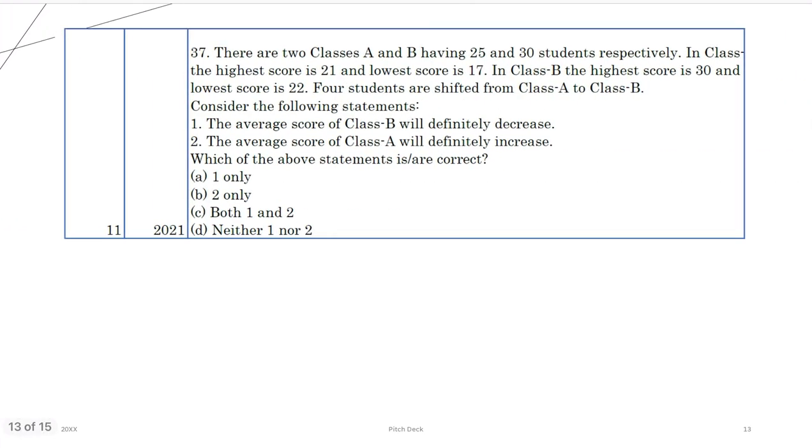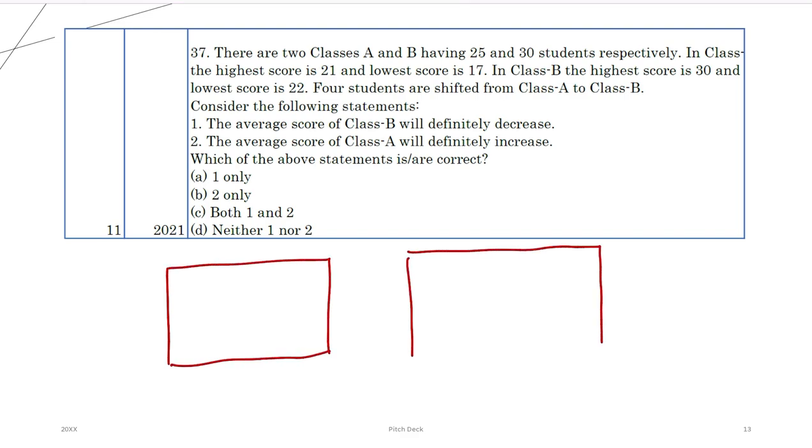Now moving on, I think these are the last two questions for averages. Let's see. There are two classes having 25 and 30 students. Again, this is like that earlier question where no one was leaving the group. This is also a conceptual question, so your concept should be strong to understand what they are trying to say and how they could trick us.